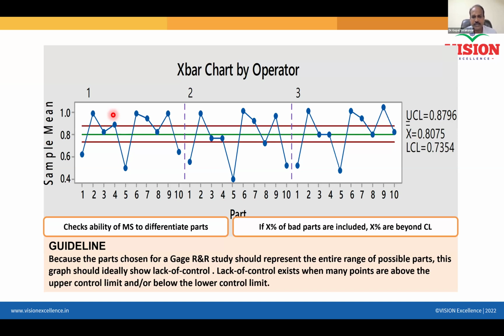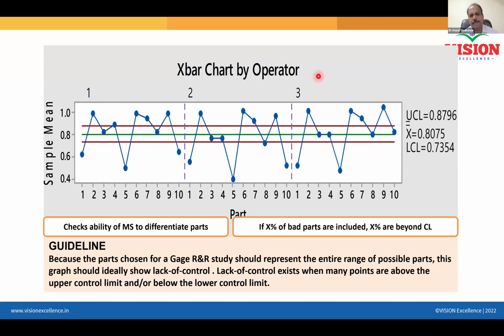Whatever ratio you maintain, that should appear here. 60-40 means 60% should appear inside, 40% should appear outside. Or if you change the ratio, accordingly the change should appear in this X bar chart. All of you understand how to use this X bar chart?